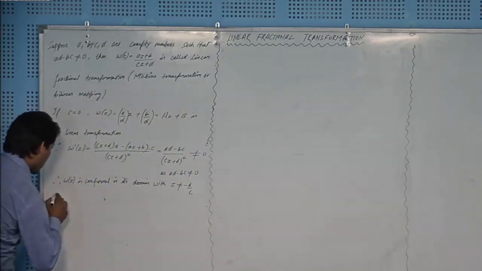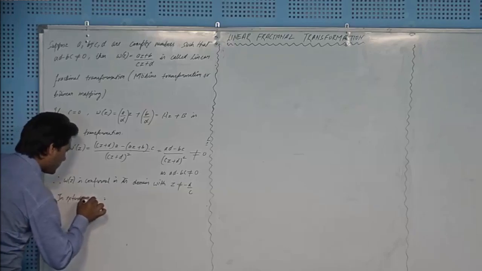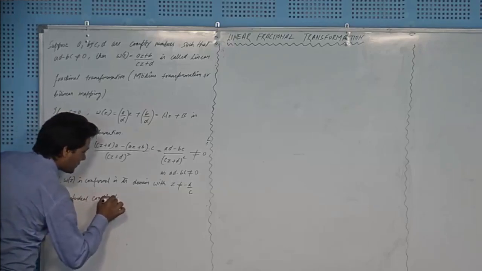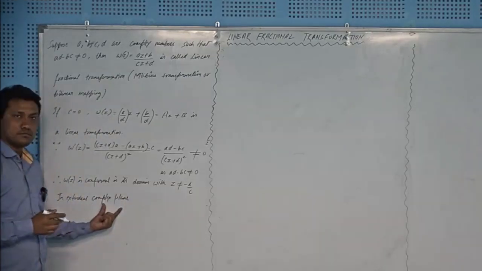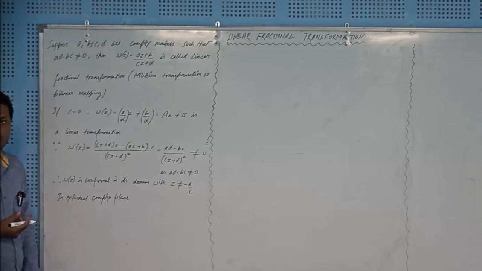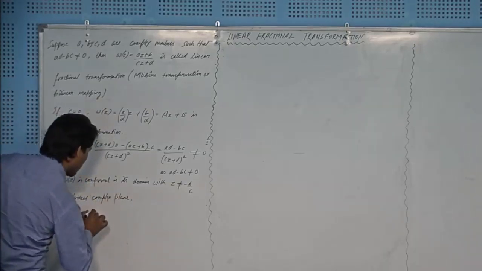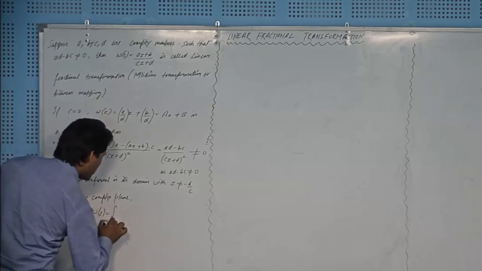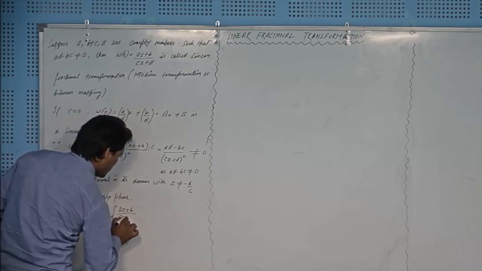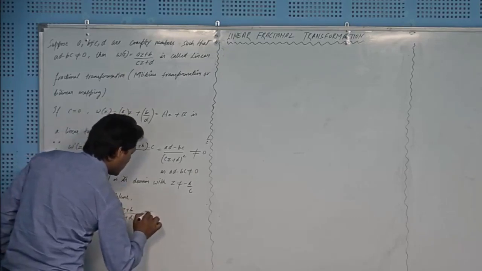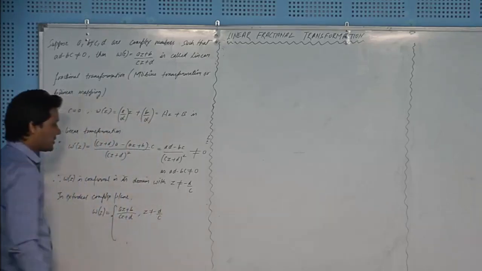So I will rewrite this definition in the extended complex plane, and by extended complex plane we mean the complex plane adjoined with infinity, right? This w(z) is defined as (az + b)/(cz + d), and this is valid for z not equal to minus d by c, right?